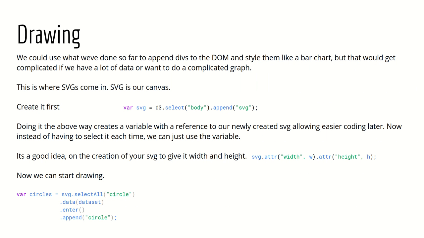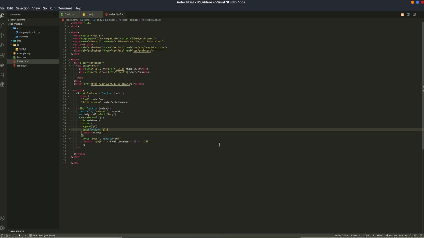So we could use what we've done so far to append divs to the DOM and style them like a bar chart, but that would get complicated if we had a lot of data or wanted a complicated graph. So this is where SVGs come in. SVGs, like we said in the first one, are our canvas. So we create it first. You can have it in your HTML if you want, or you can create it on the fly with D3. So we'll go back to our code.